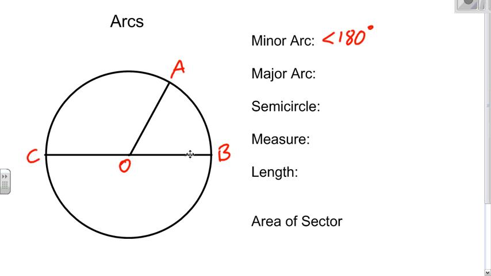We have AB. Just put a little curve over it. Put an arc over it. And also CA, or AC, is a minor arc.